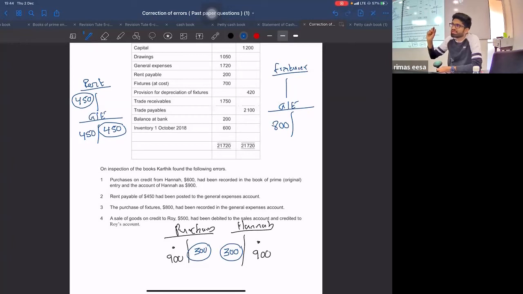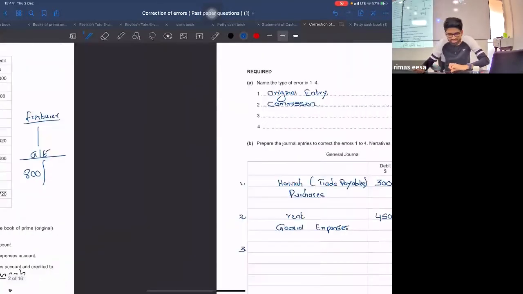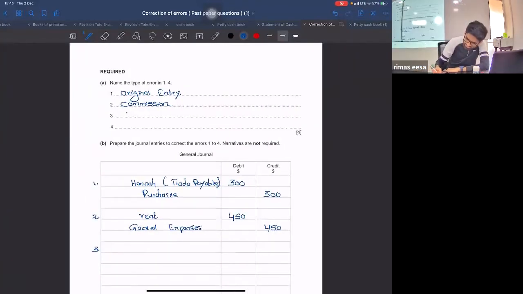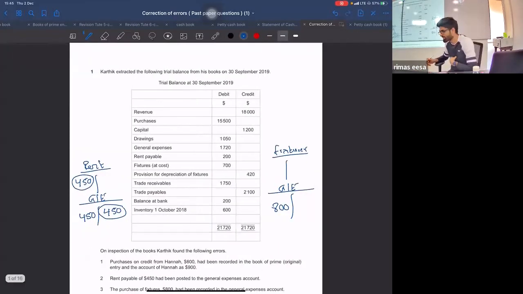So if it is not in the same class, it is an error of principal. Write the name, error number 3: principal. After that, we'll correct error number 3. Name of the error is principal. Can you tell me how to correct it? What should I do to the general expenses account? Credit how much? 800. By mistake, I entered 800 in the general expense account. So to cancel that, you have to credit 800 in the general expenses account.